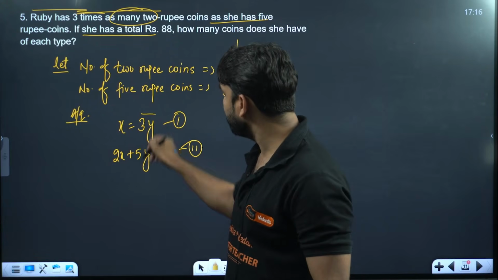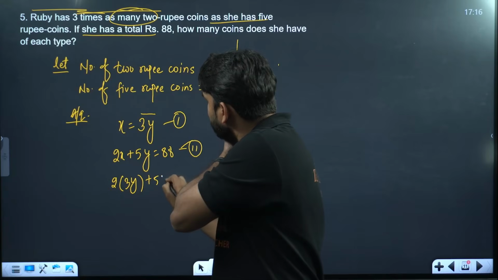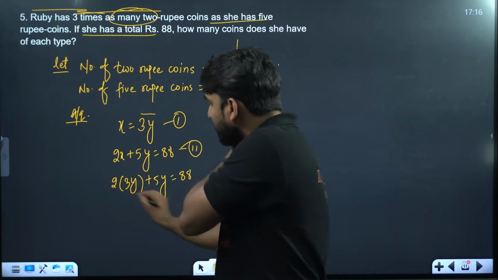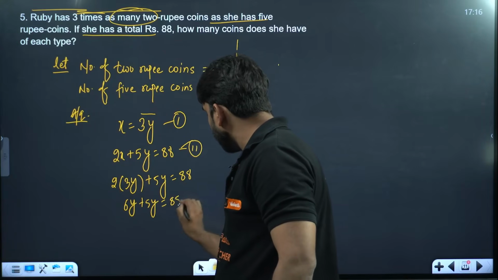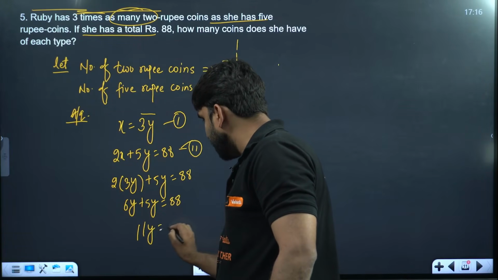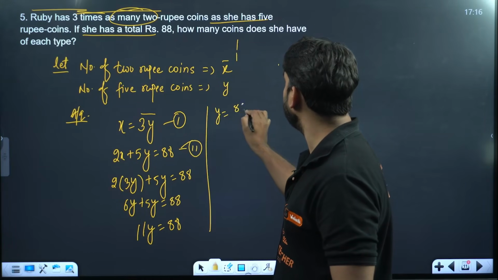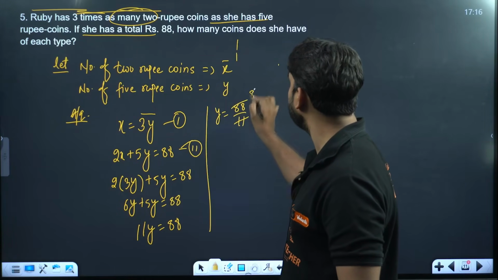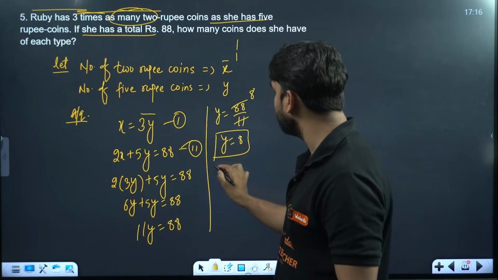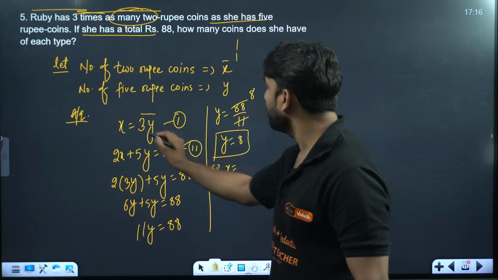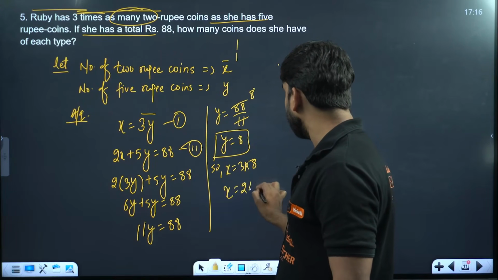Now at the place of x we can put 3y. So 2 into 3y plus 5y is equal to 88. So this is 6y plus 5y is equal to 88. So this is 11y is equal to 88. Wow, 88 is a multiple of 11. Yes, so 88 divided by 11 is 8. So y we have is 8, and once we get y we can find x. So x is equal to 3y. So 3 into 8, x is equal to 24.